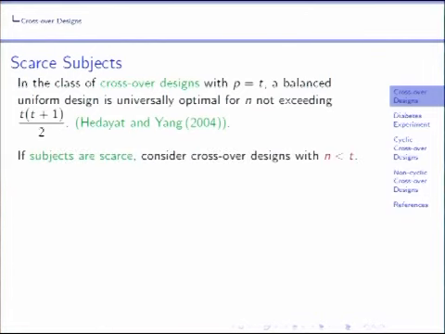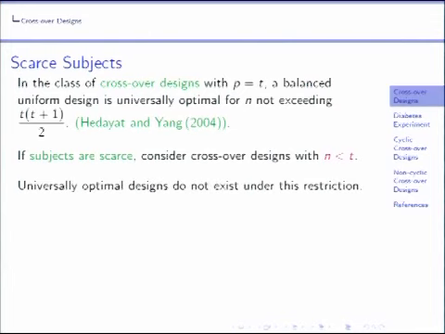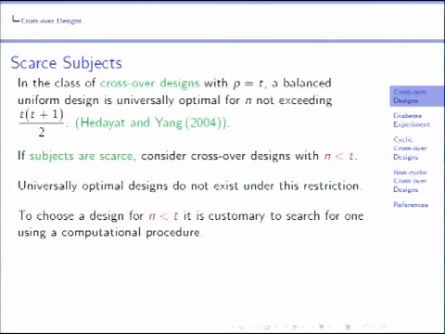But if subjects are scarce, then I might well be in the unwelcome situation where I've got to choose a design where my number of subjects is smaller than my number of treatments. And then all the stuff that's available in the literature isn't going to apply, and I'm not going to get a nice universally optimal design. So if I'm insisting that I want a design where my number of subjects is smaller than my number of treatments, I'm probably going to have to search for one using some sort of computational procedure.